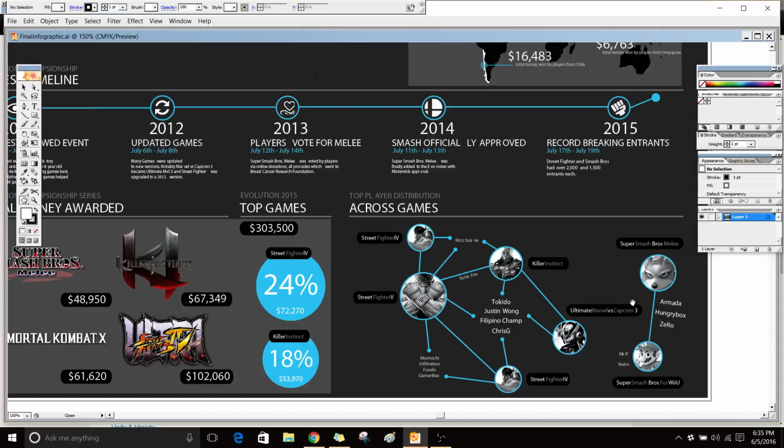And then over here, you can see that Armada, Hungrybox, and Zero play both games, and then Mr. R and Nairo play only this one game. And please note that these are top players only, not of course every single player, because there would be too many to list out.